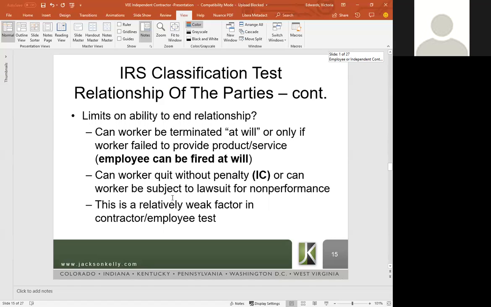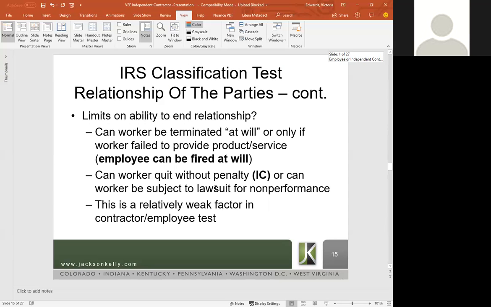Limits on ability to end the relationship. This is kind of tricky, and I've seen lots of IC agreements that mess this up. So you think terminated at will, that's independent contractor status, right? No. An employee can be terminated at will, typically an average employee. An independent contractor, there has to be a basis within the contract to fire that person.